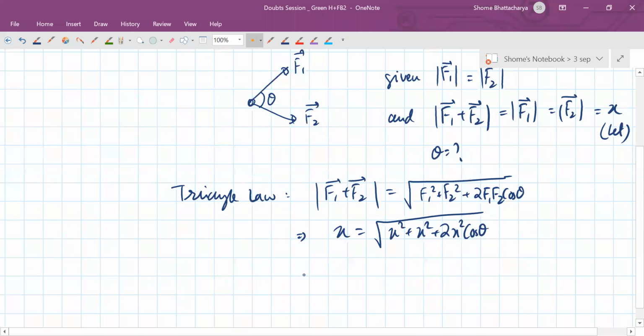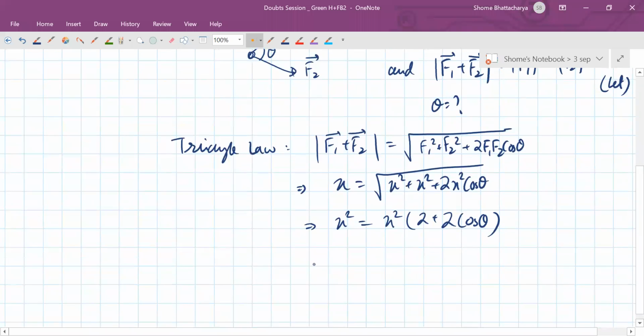Okay. So now square both sides. So x square is equal to x square into 2 plus 2 cos theta. So 2 plus 2 cos theta is equal to 1, which means cos theta is equal to minus half.